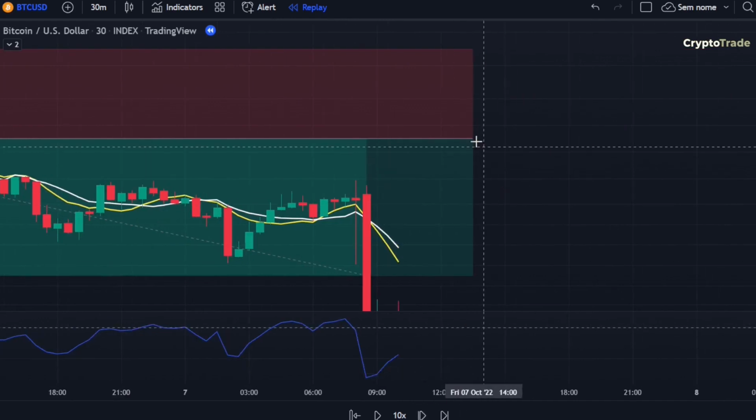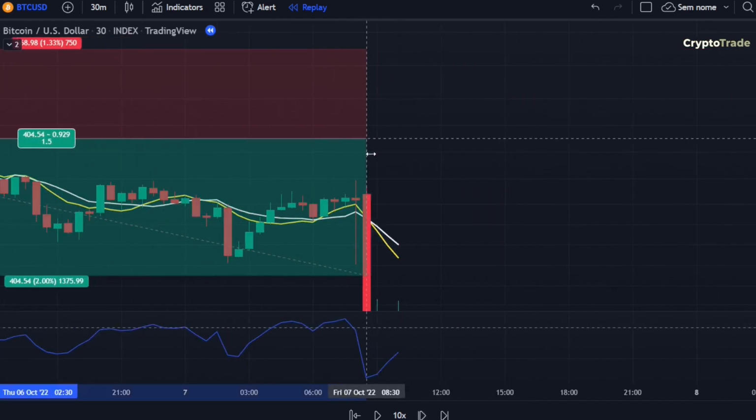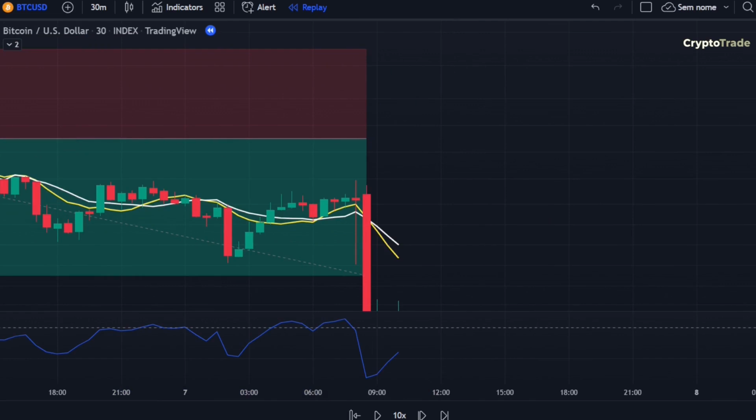The market has reached the target and the trade has been closed with profit. Let's look for the next trade.